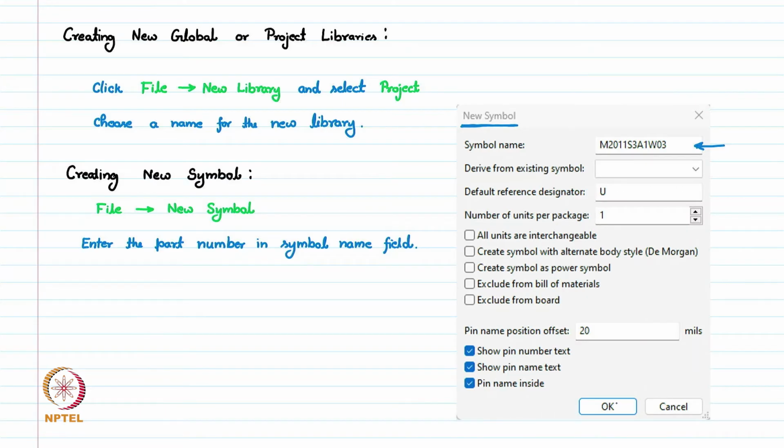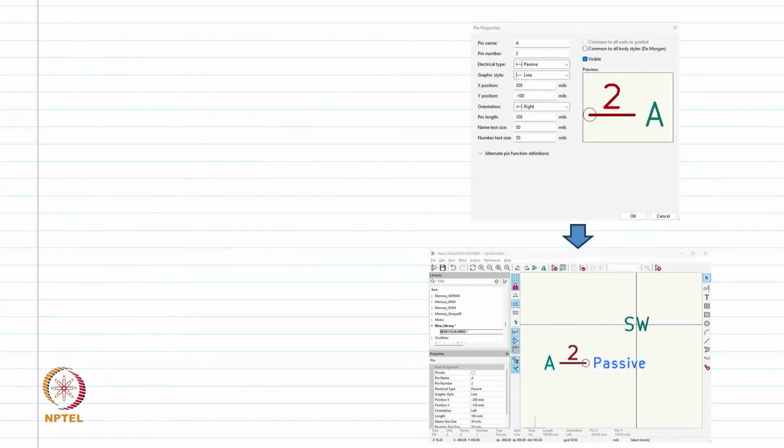symbol dialog box. Once you click on OK, this will lead to your symbol pin assignment and pin declaration. In this window, you need to specify the pin properties. Here we now want to define the number of pins we are going to use for this particular component, which is a switch.